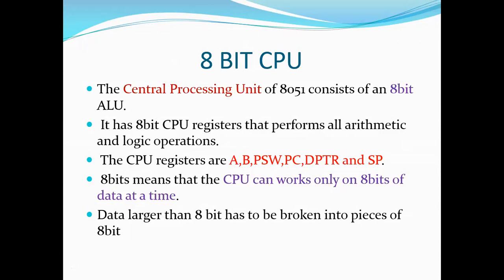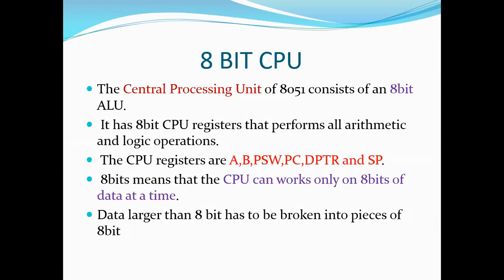These registers are associated with the CPU. These are the special function registers. Why? Because for one register location we gave the name accumulator. For addition and subtraction, one data must be in the accumulator and the result is stored in the accumulator. The B register is for multiplication and division. The program status word gives the status of the CPU operation. It also selects banks, that is, RAM locations divided into different banks: bank 0, bank 1, bank 2, and so on. Like that, 4 banks are there. This is also selected by PSW.